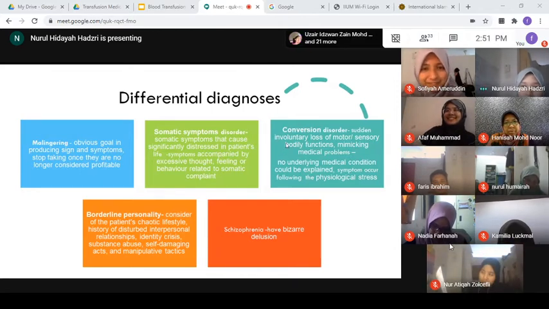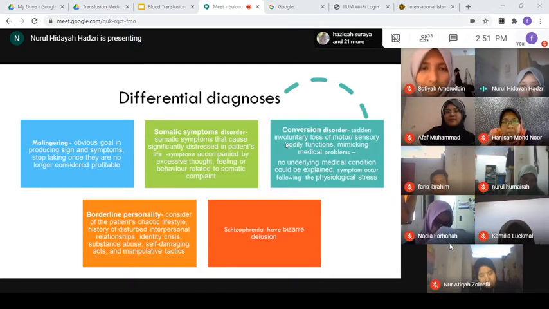Okay. The next differential diagnosis we can consider is conversion disorder, in which the patient presents with sudden involuntary loss of motor or sensory function. The symptoms usually mimic a medical problem, but there is no underlying medical condition that could explain them. Usually the symptoms occur following psychological stress. For example, a police officer presents with hand weakness or hand paralysis following the experience of shooting or killing a person.